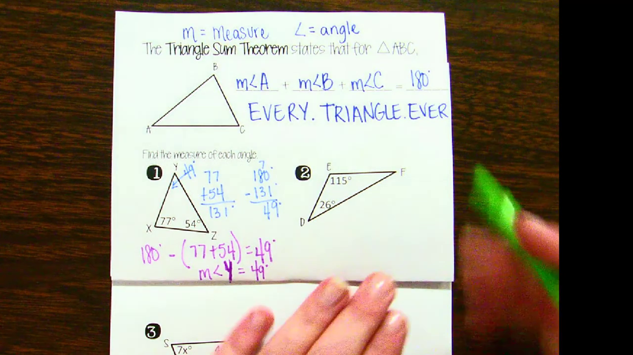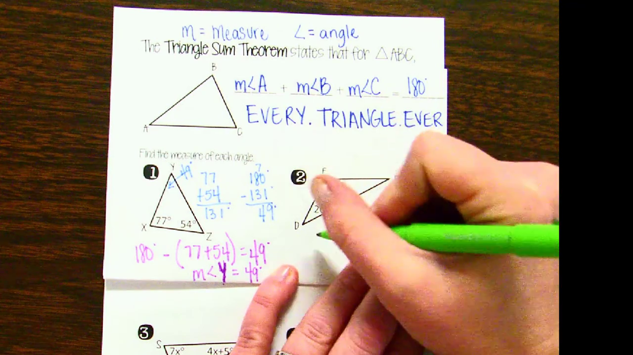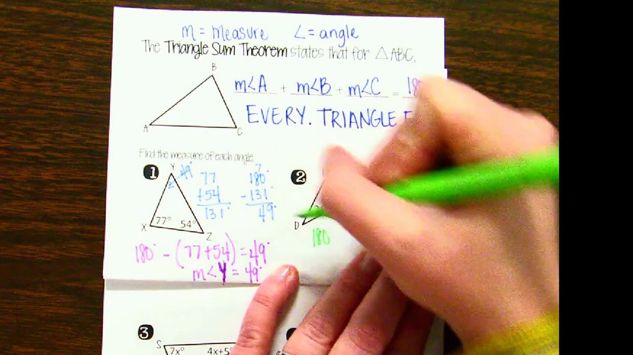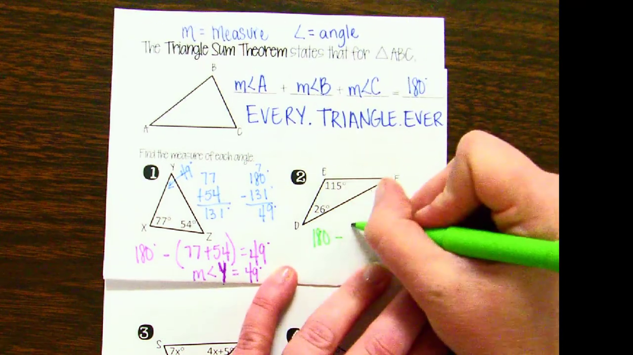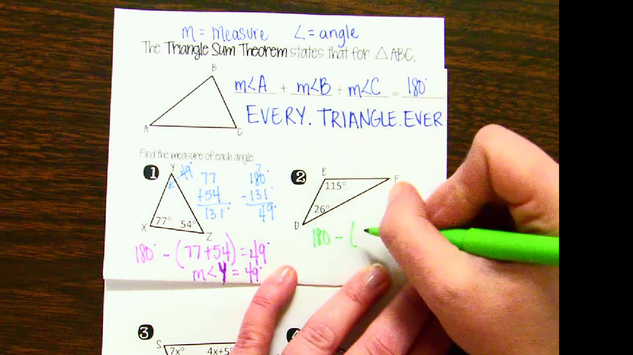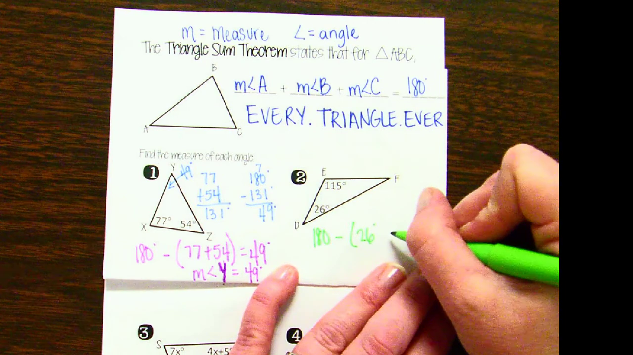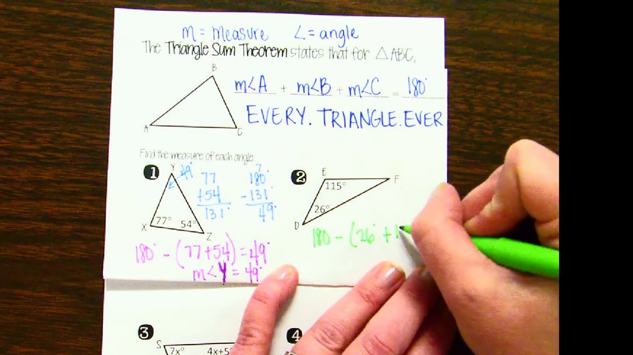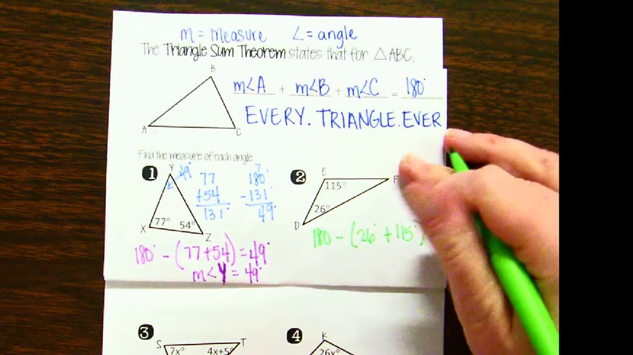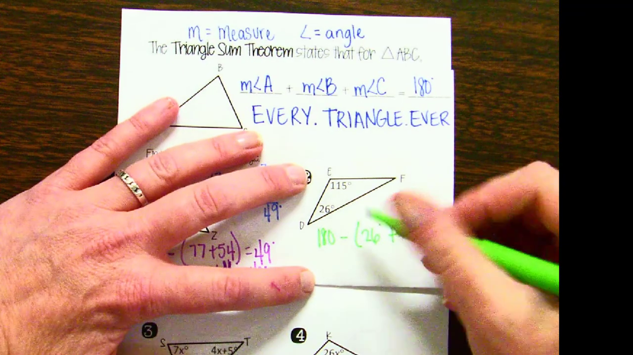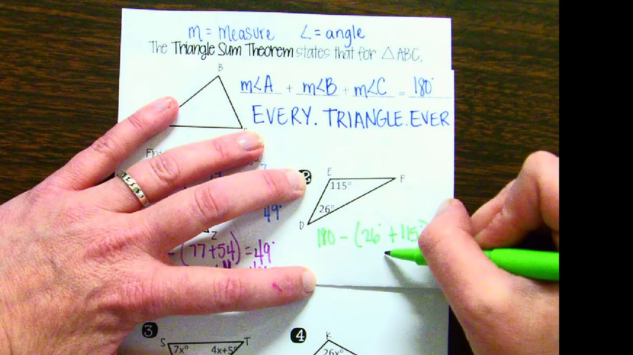Number 2, same process. So I'm going to do it like this because this is faster for me. If you like this way, then you do that way. So 180 degrees minus the 2 that I already know will tell me the missing measure of angle F. So I add together what I already have and subtract it from 180 to find out the measure of angle F. So together, this much right here is 141.